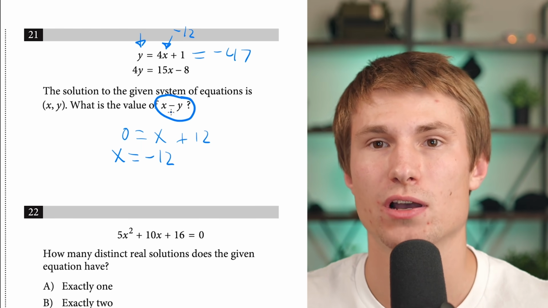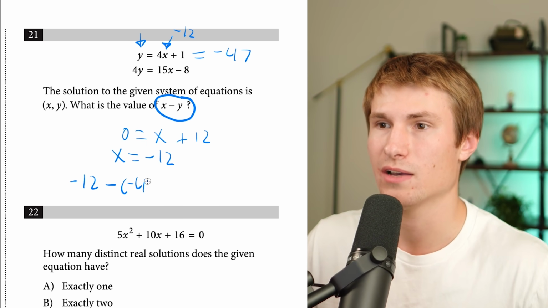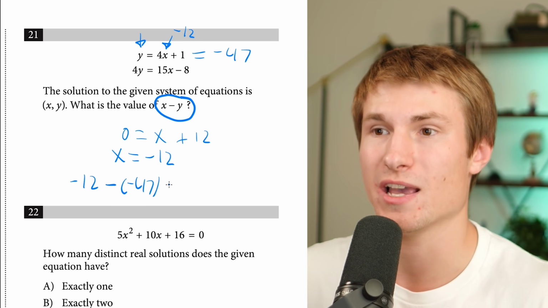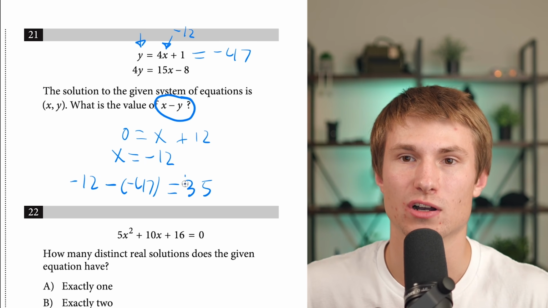Okay, so now we want the value of x minus y. So that's going to be negative 12 minus negative 47. Okay, so keep in mind, subtracting a negative is the same as adding. So we're going to have negative 12 plus 47, and that is going to give us our answer of positive 35.